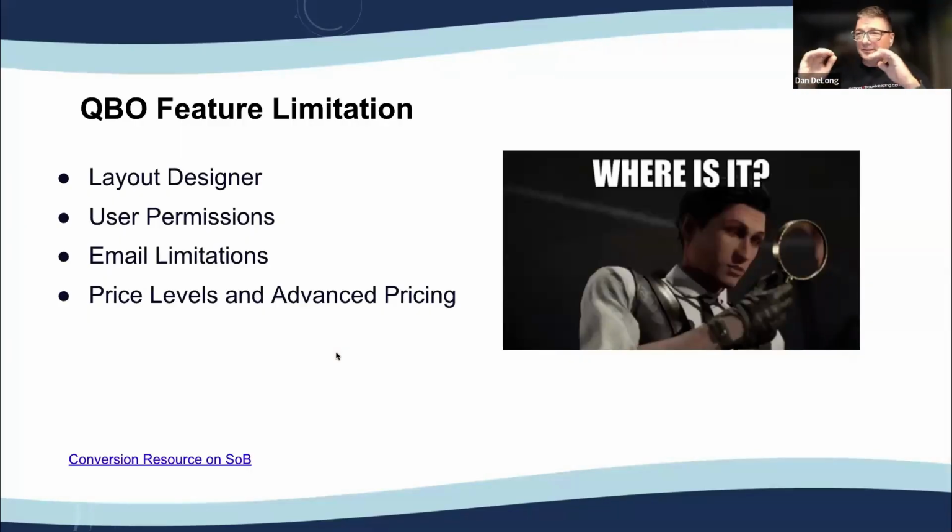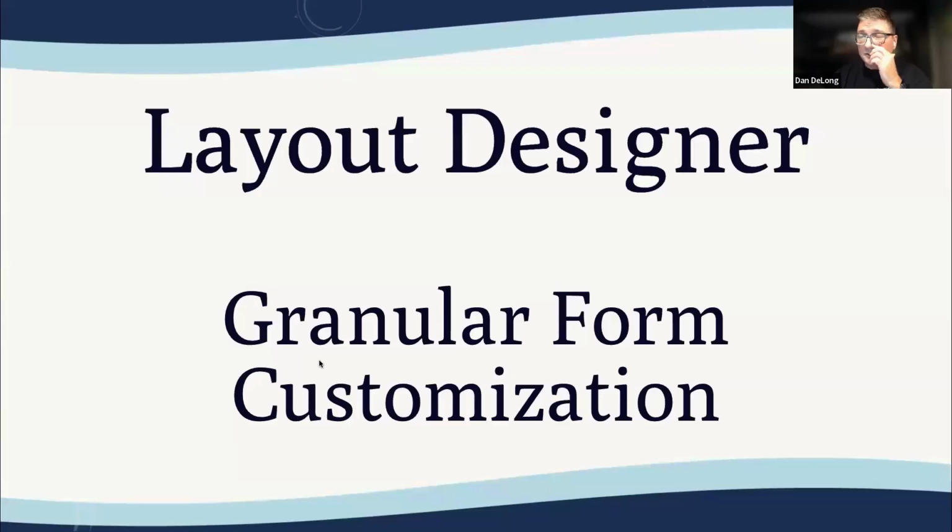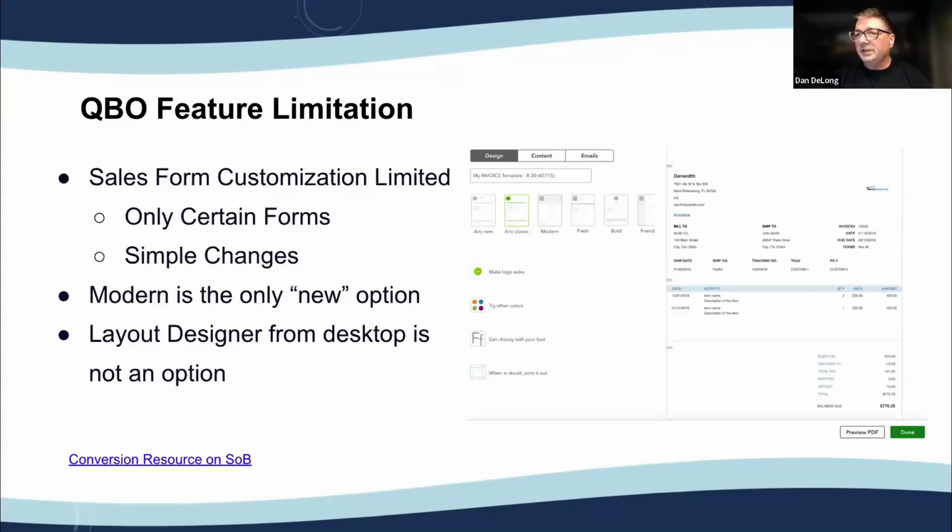So we're going to talk about some of the feature limitations that occur when you're transferring from desktop to online. We'll be talking about the layout designer, some user permissions, some email limitations that might be surprising because they were to me, and then some price levels and advanced pricing. So let's jump into some of these gaps, right?